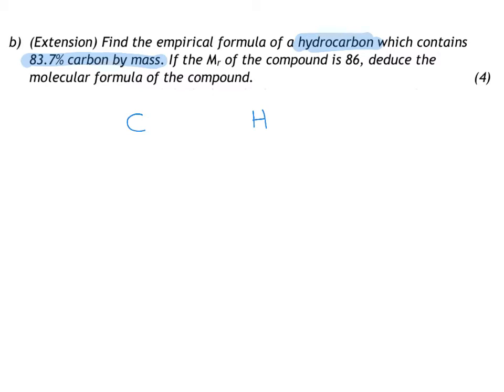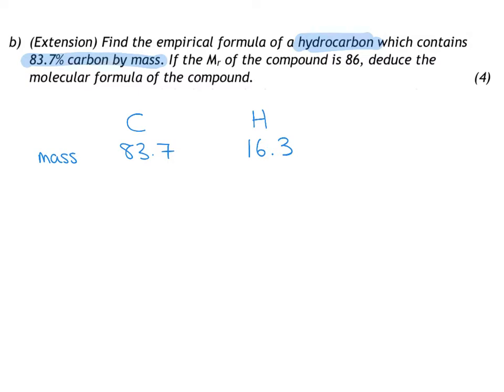You can do the exact same thing with percentages, and the reason you can do that is because, remember, we're only trying to find the relative ratios. The exact amounts aren't important. So what I'm going to assume is my whole sample of hydrocarbon weighs 100 grams, and if it does, then my mass of carbon in that sample is 83.7 grams. And if my whole sample weighs 100, then the mass of my hydrogen is 16.3 grams.